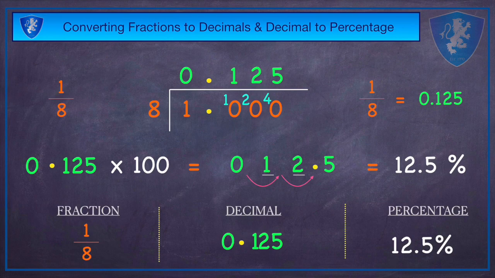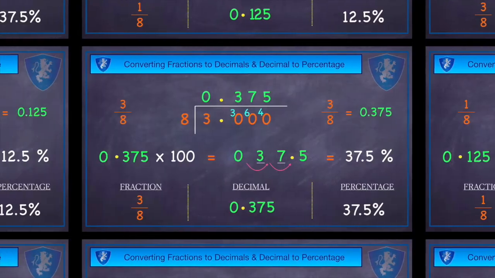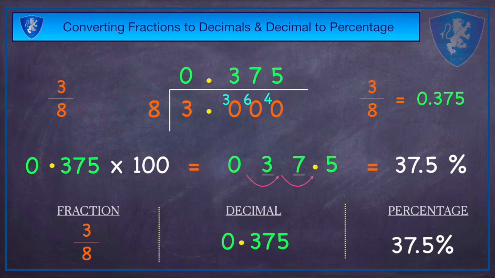And 3 over 8 now here, 3 divided by 8, 3.00, and 8 won't go into 3. So we put the 3 there. Next number is 30. 8 times 3 is 24. 6 remainder, 60. And 8 times 7 is 56. 4 remainder. And this last number is 40. And 8 times 5 is 40. So 3 over 8 is 0.375.